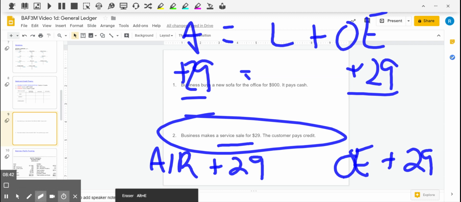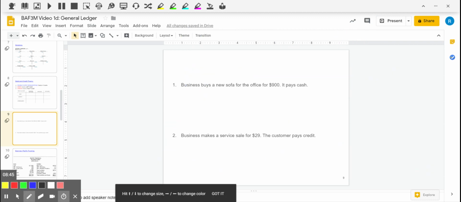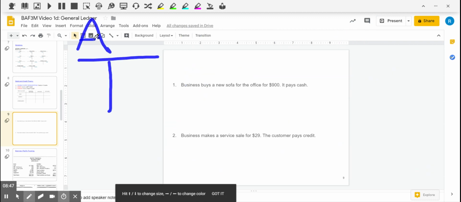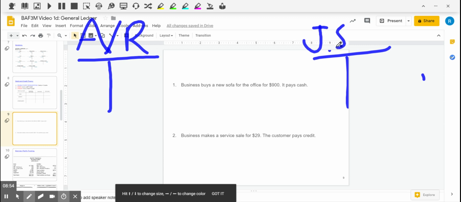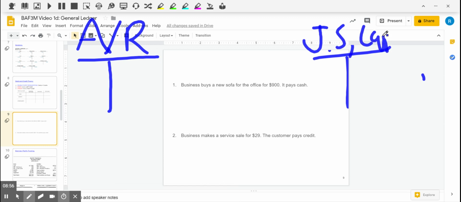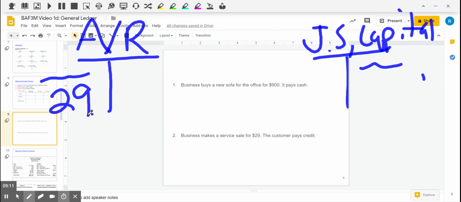But now we're going to learn a little bit more. We will go to the T accounts for the two accounts that are affected by transaction number 2: accounts receivable, and JS, owner's name, let's say capital. Capital is owner's equity, so it has a normal credit balance, and accounts receivable has a normal debit balance. Here we have accounts receivable going up by $29. Since it's an asset, we debit it for $29. We'll say transaction number 2 next to it.